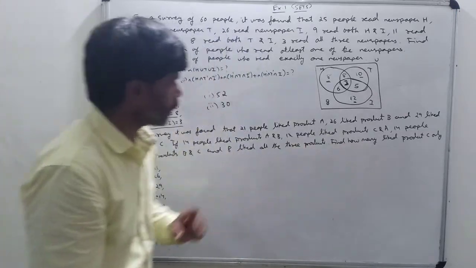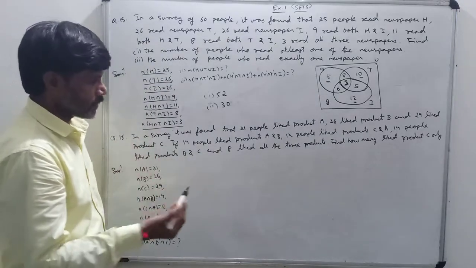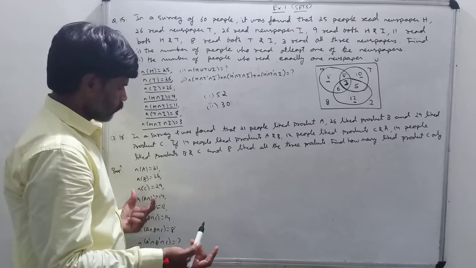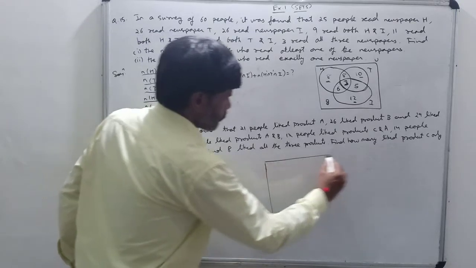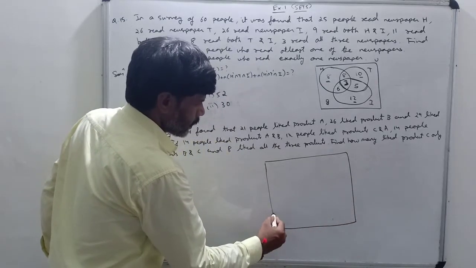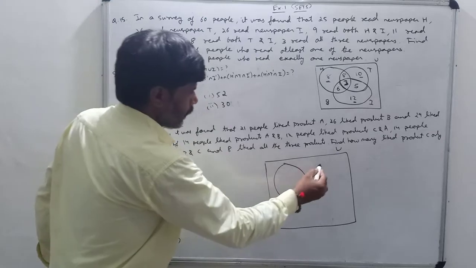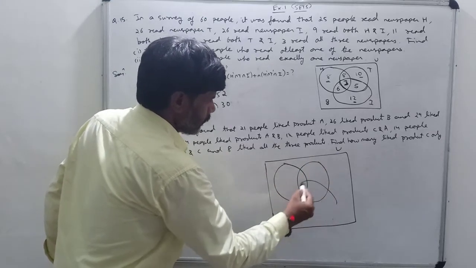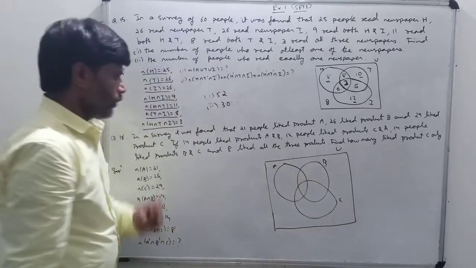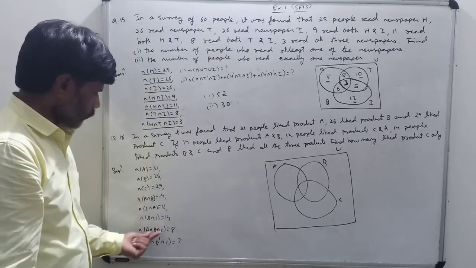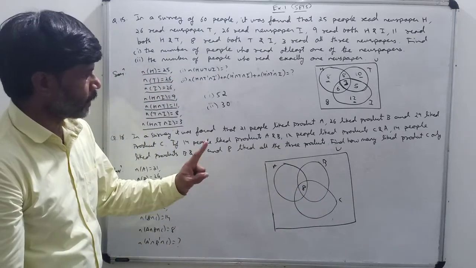Find how many like product C only. C only means A dash intersection B dash intersection C. This also we can solve by two methods. One is applying formula, and another is Venn diagram. I will solve with the help of Venn diagram. That will be easier. So here I am writing product A, product B, and product C. When we solve through Venn diagram, always start from the common portion. What is the common portion here? 8. 8 people like products A, B, C all.